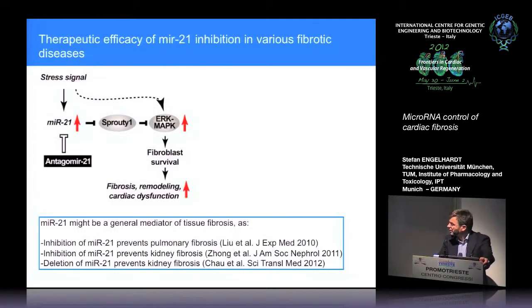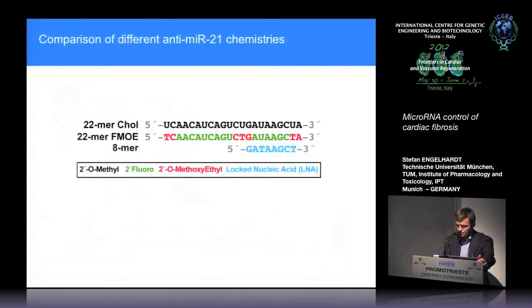The first paper here was that inhibition of miR-21 prevents pulmonary fibrosis. So bleomycin, an anti-cancer agent, has the very severe side effect of pulmonary fibrosis. This can be prevented in the mouse model. Then inhibition of miR-21 prevents kidney fibrosis. That has been shown last year. And very recently, it has been shown in Science Translational Medicine that knockout of miR-21 could prevent kidney fibrosis. So it appears that this is not a mechanism specific for cardiac disease, but perhaps for many instances of organ fibrosis, which are clinically not acceptable at this point.